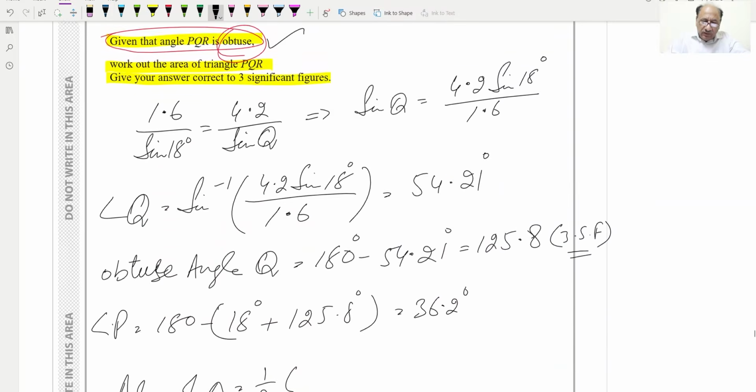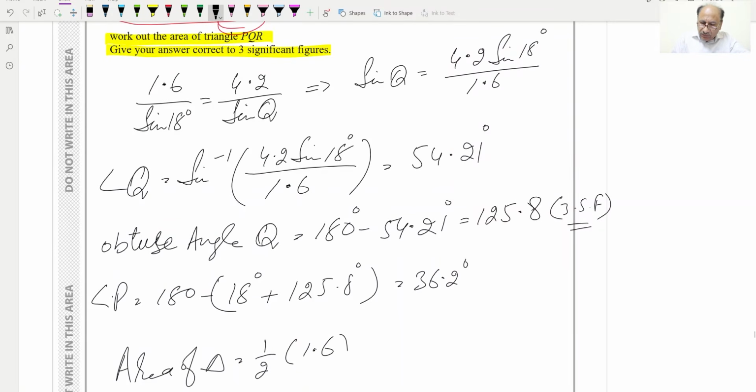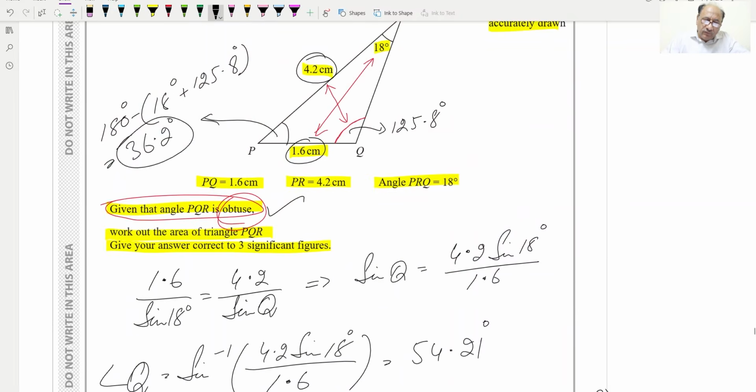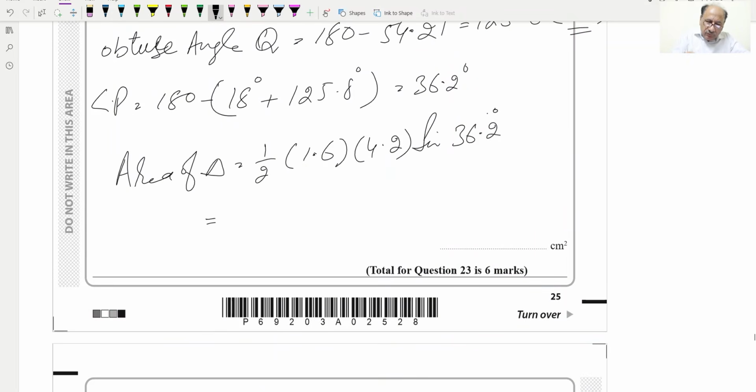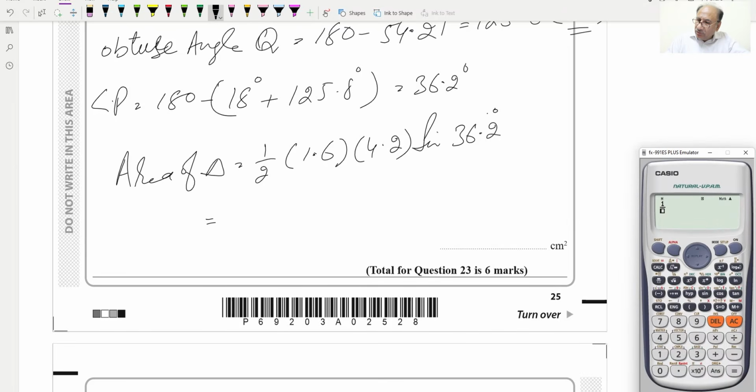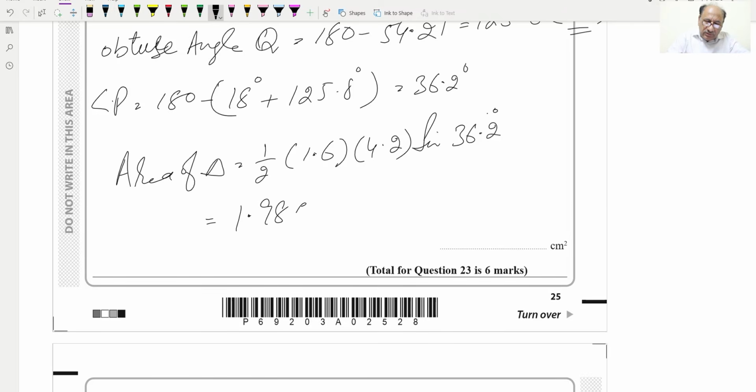Now we can find the area of the triangle, which will be equal to 1 by 2 into ab sine C. a is 1.6 and b is 4.2, not 4.5, and the sine of the angle which is 36.2 degrees. So this will be 1 over 2 multiplied by 1.6 into 4.2 into sine of 36.2, and this will be equal to 1.98 centimeter square. 1.98 centimeter square will be our final answer for this question, and it was a 6-mark question.